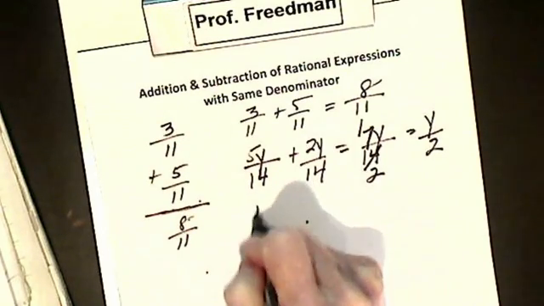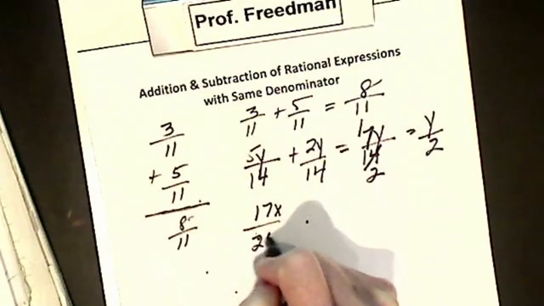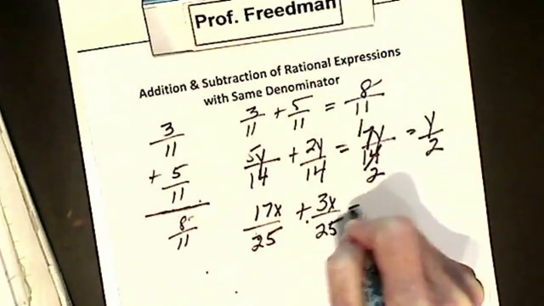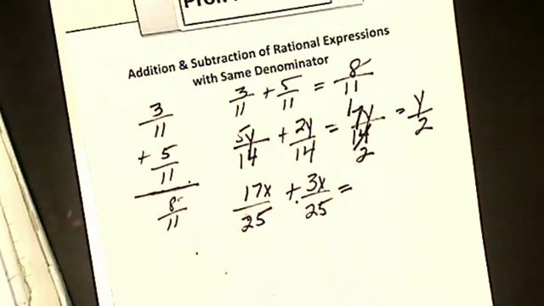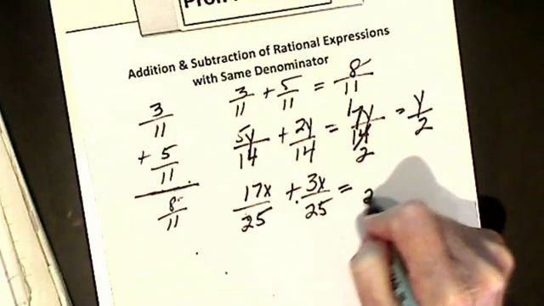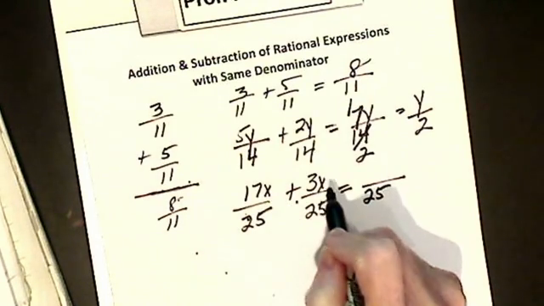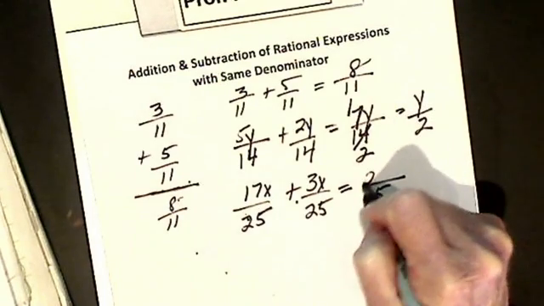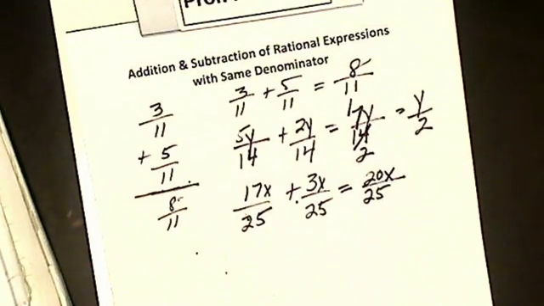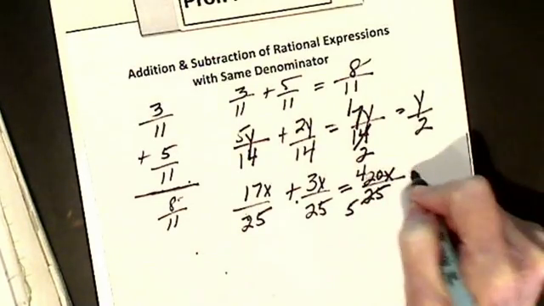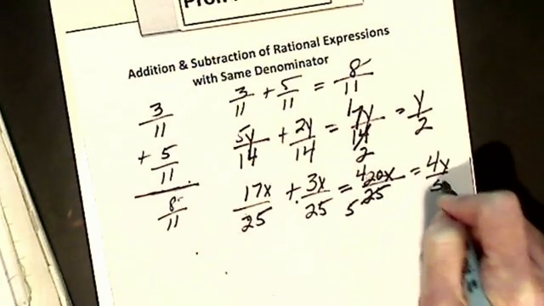All right, let's say I have 17x over 25 plus 3x over 25. I ask the same question. Do I have the same denominator? Yes, 25. Combine like terms. 17x plus 3x is going to give me 20x. I look at my answer, see if there's anything I can do. I have factors. I'm allowed to simplify my 20 and 25. 5 into 20, 5 into 25, 5. So my answer is going to be 4x over 5.